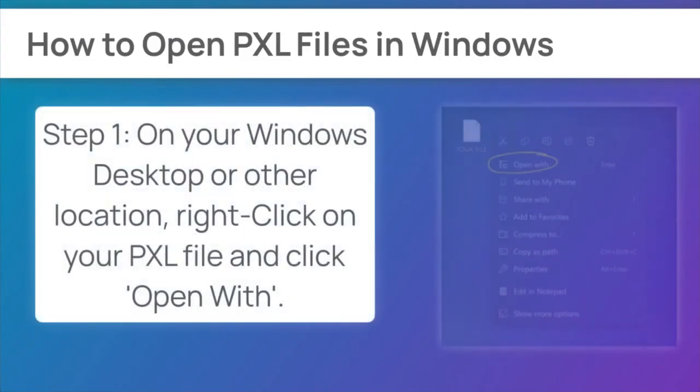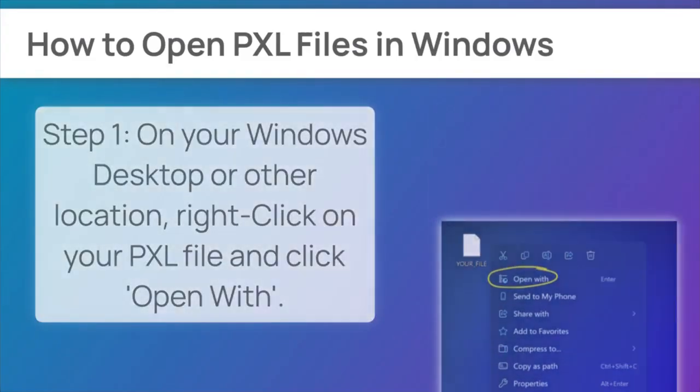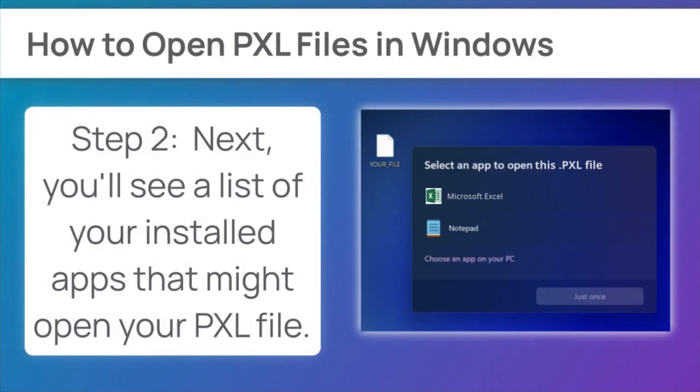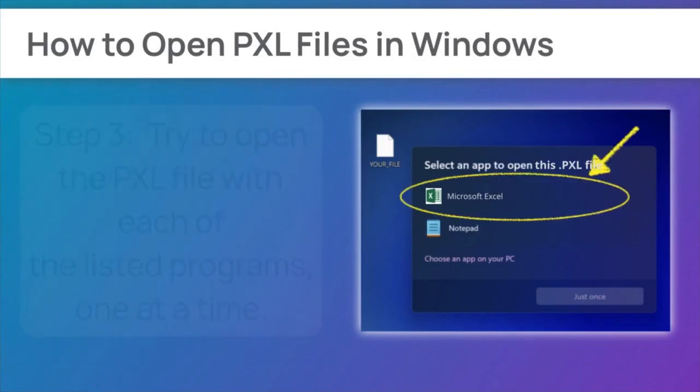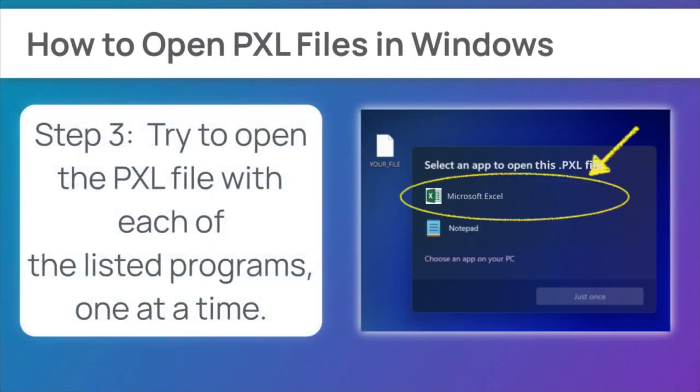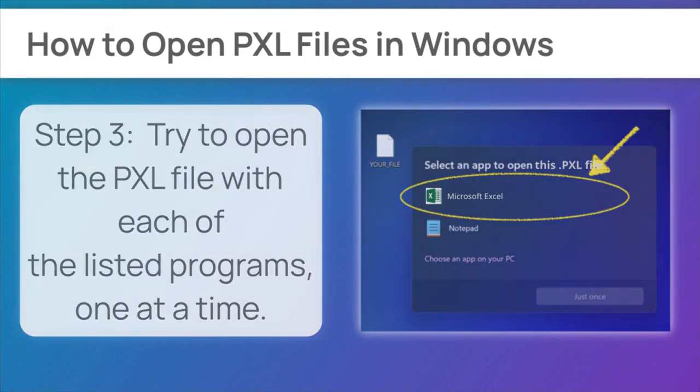Let's address the application conflict directly. Right-click your PXL file and choose Open With. Check for Microsoft Excel and test it first. If it's unavailable, choose a different app. That is the simplest path to a solution.